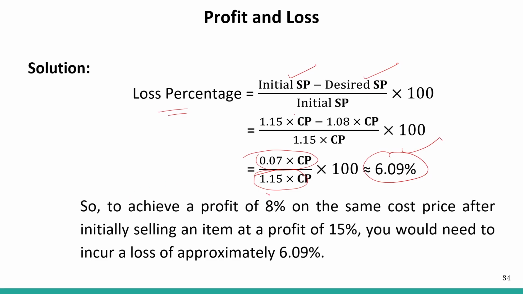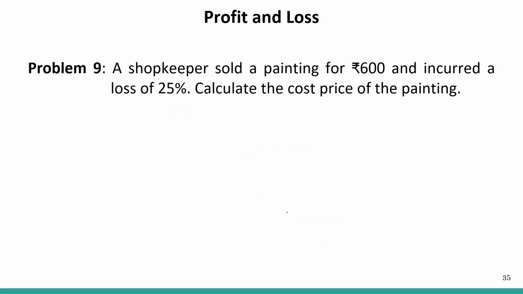So to achieve a profit of 8% on the same cost price after initially selling the item at the 15% profit, you need to incur a loss of approximately 6%. Okay, so this much amount of loss we need in order to sell at the desired profit of 8%. Okay.